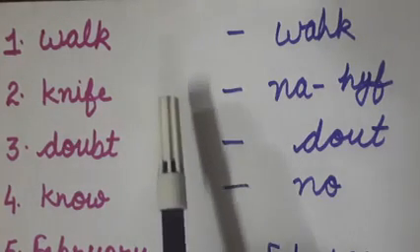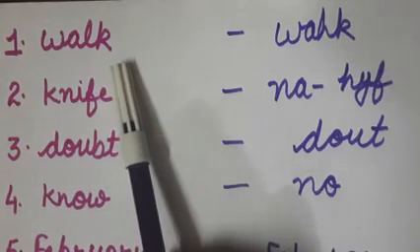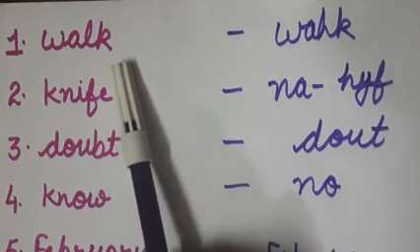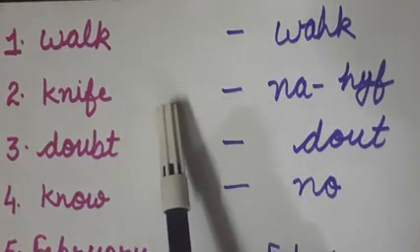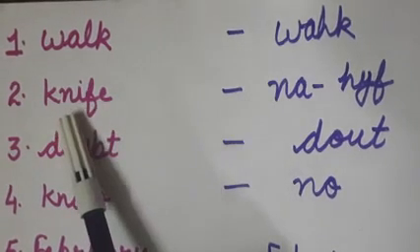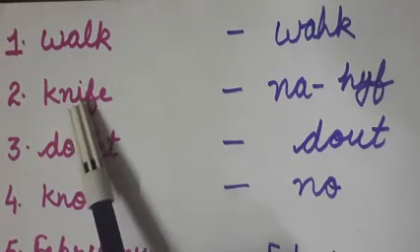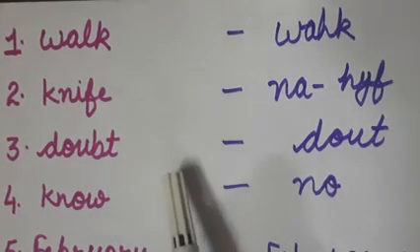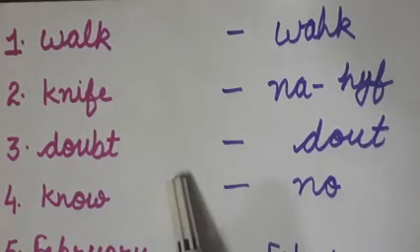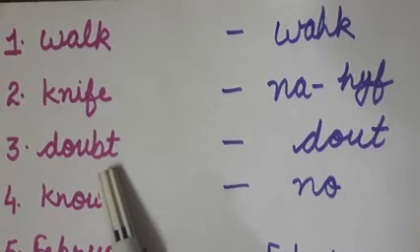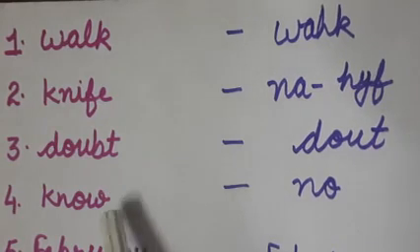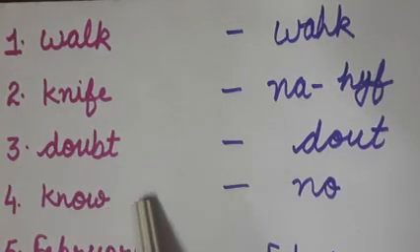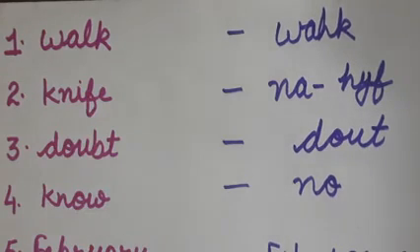Now let's start with the first one, walk. How will we pronounce it? Walk. Now the second is knife. It's not "kunife" because K is silent over here. It is knife. Now the third word is doubt. Over here, B is silent. And now the fourth word is know. In this word also, K is silent. So dear students, you have to take care of the silent letters.